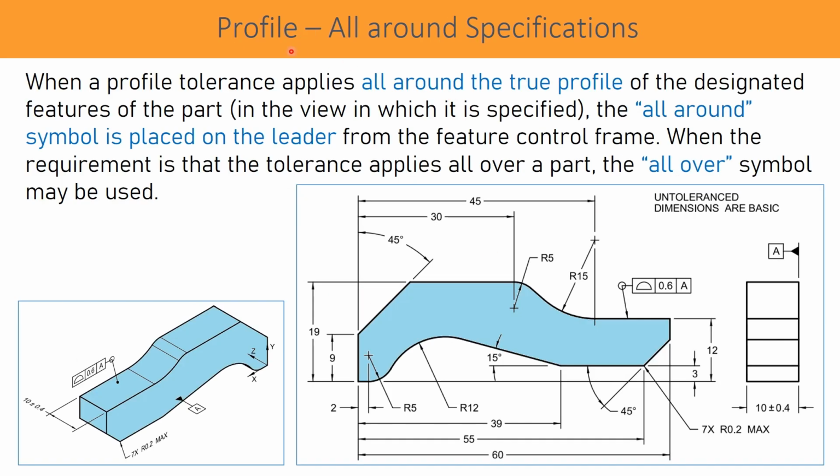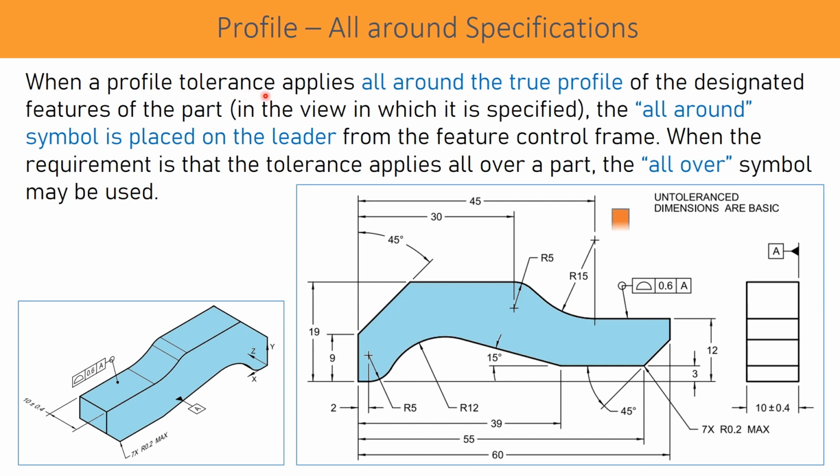Let us now discuss a few more modifiers used in profile tolerances. Sometimes, looking at the drawing, the profile tolerance is applied at a certain area of the part, or it can be applied to the full cross section. So there are two symbols for these specifications. To control all around, the symbol is the circle as shown here, and there is one more symbol for when it is applied to the entire surface, and that is called all over.